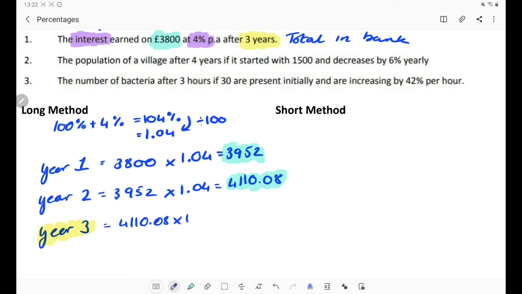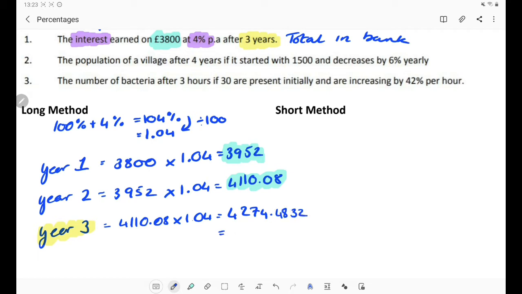And we times it by 1.04. Again, take the time, make sure you are getting the same values as me with the calculator.